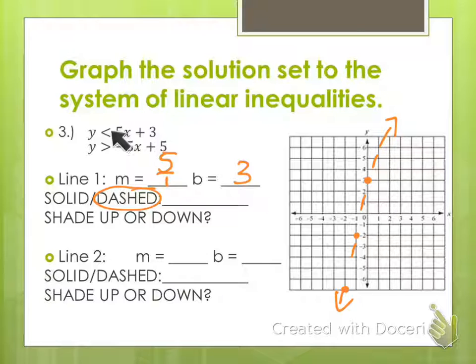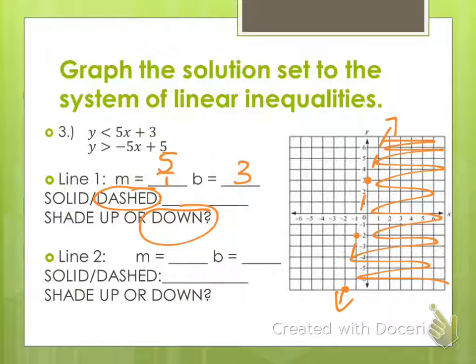Down, I would agree. This is a less than symbol, so we should shade down. We go to our line, we point straight down. That is where we should shade. Again, kind of lightly for now. And we've got line 1 graphed. We move on to line 2.